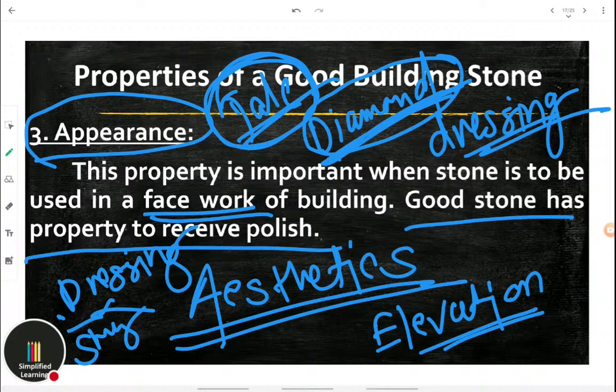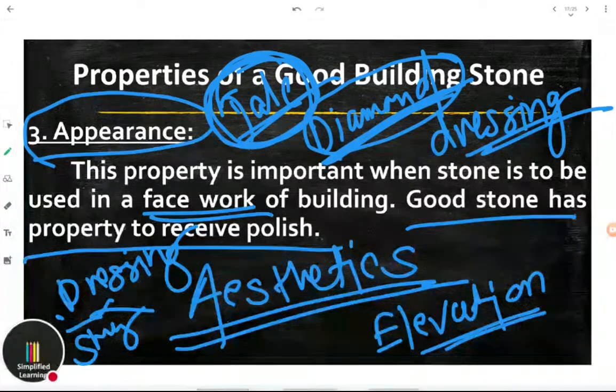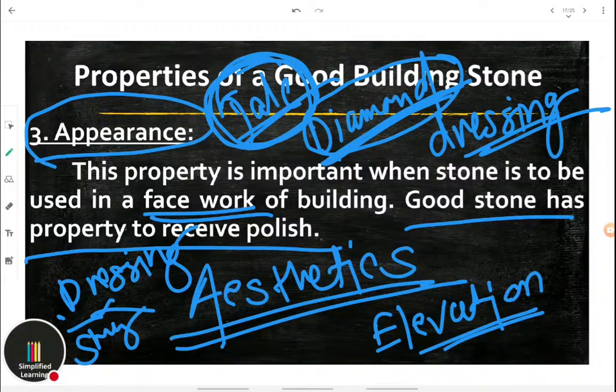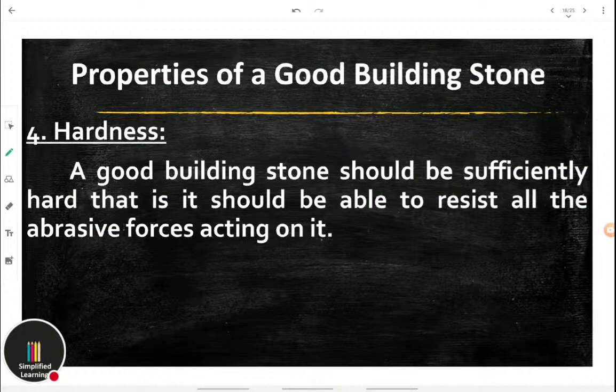And when we are saying that the stone can be easily dressed, then we are literally talking about its low strength. Therefore, appearance, that is the dressing property or polishing property of a stone, when we are saying it should be good, then what we are saying is that a balance between strength and polishing property should be there. Since a stone is good in polishing, it means somewhere we are going to compromise with strength. Okay, let's go to the next slide.